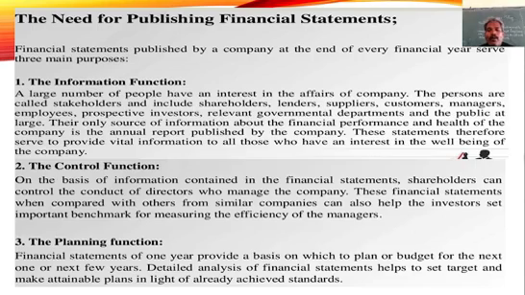So all these people, to know the financial position or financial performance of the company, and how healthy the company is, rely only on the audited annual report. These statements therefore serve to provide vital information to all those who have an interest in the well-being of the company. So they must be published for the information function. Companies should provide information about themselves. Right. Then the second one is the control function.